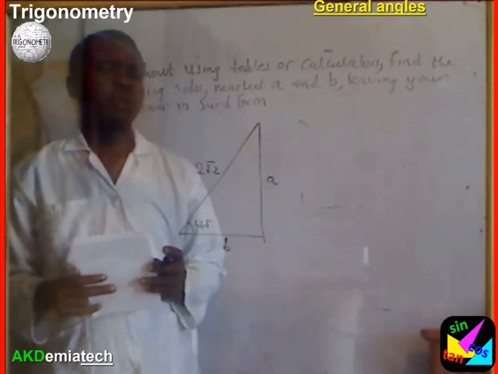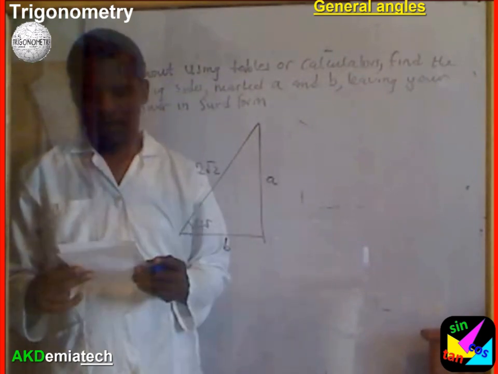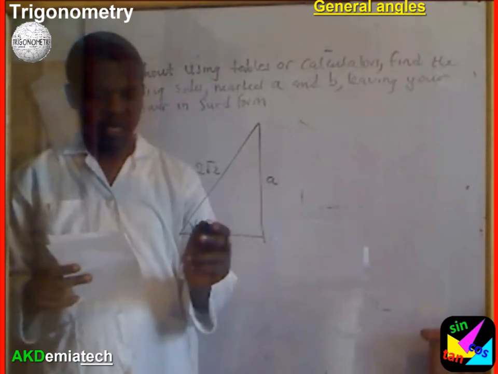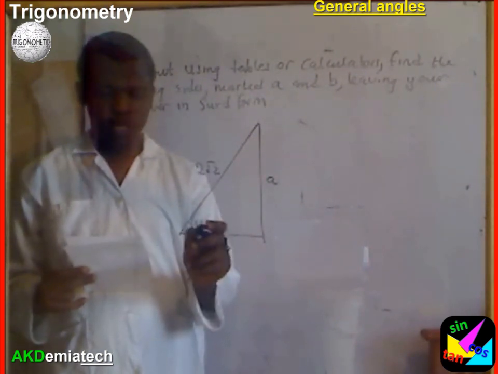Without using tables or calculators, find the missing sides A and B. Remember that this is a special angle. We can use our trick to get the sine and cosine of this angle.